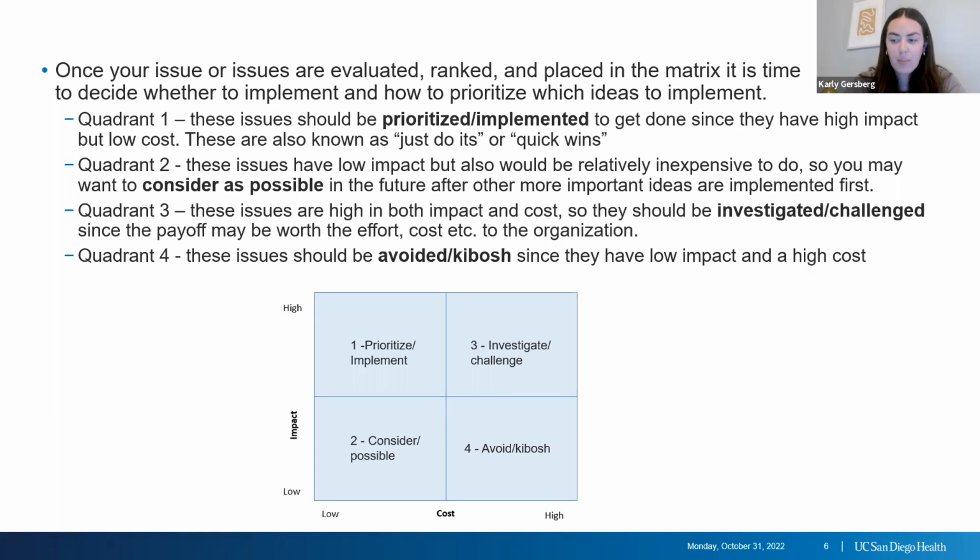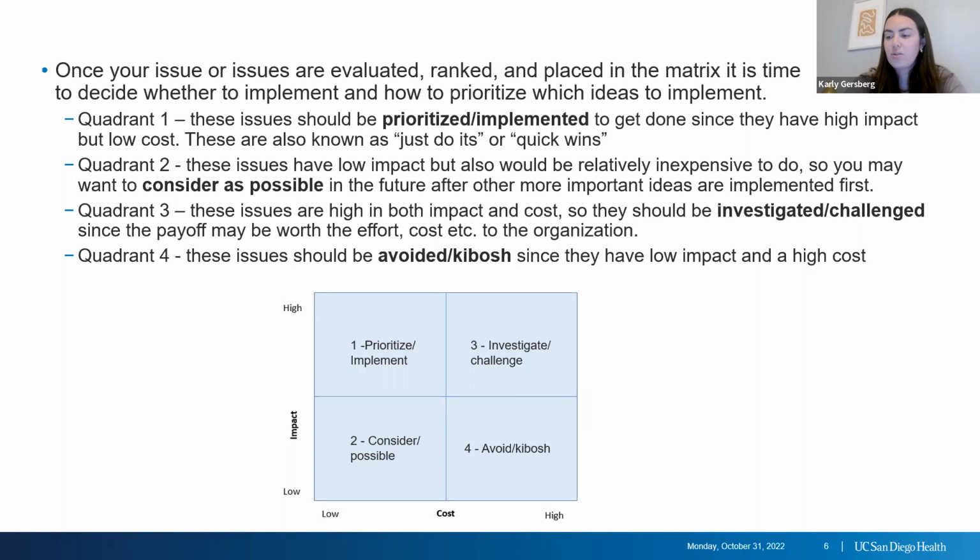So in this example, quadrant 1 would have ideas that should be prioritized or implemented to just get done since they have a high impact but a low cost. These are also known as just do it or quick wins. Quadrant 2 has issues that have a low impact, but also would be relatively inexpensive to do. So you may want to consider these as possible in the future after other more important ideas are implemented first.